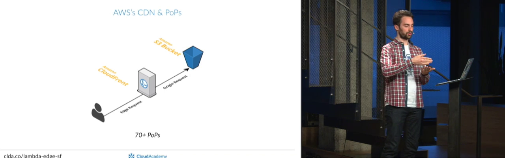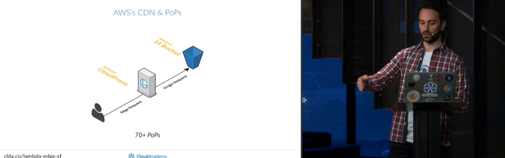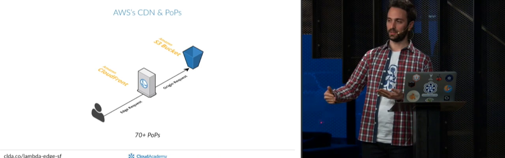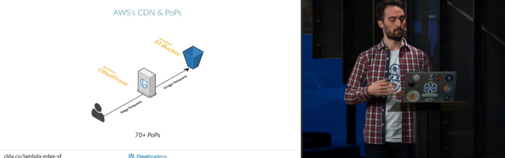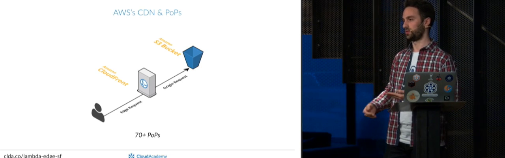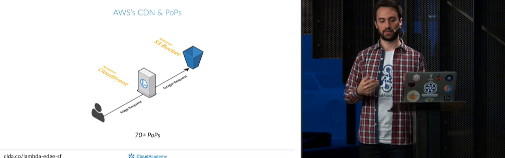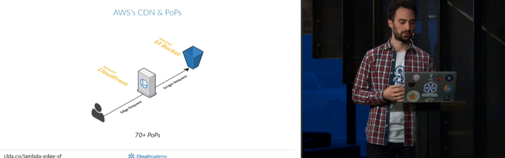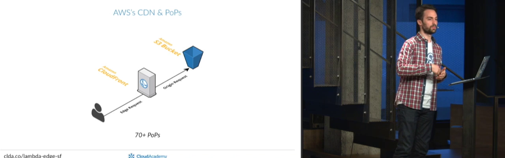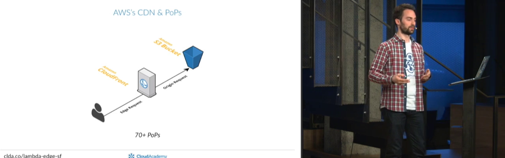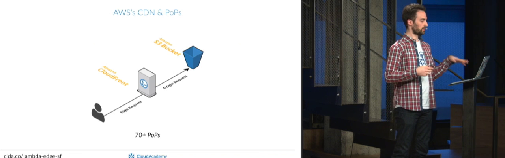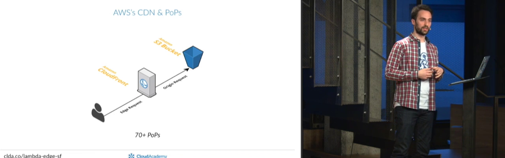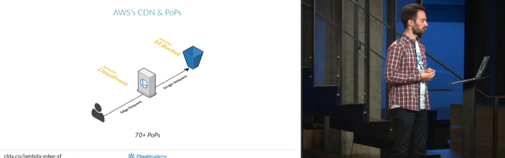You just put a distribution in the middle, and your users will either hit the CloudFront cache or miss the cache and go all the way to your origin. So let's say your origin is an S3 bucket in the London region, and then you can distribute this content to everyone around the world with these 70 and more points of presence, CloudFront's edge locations.